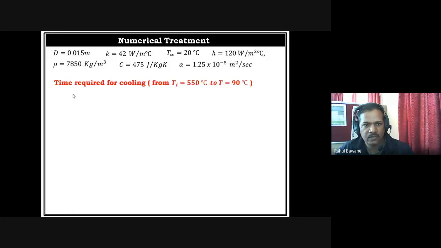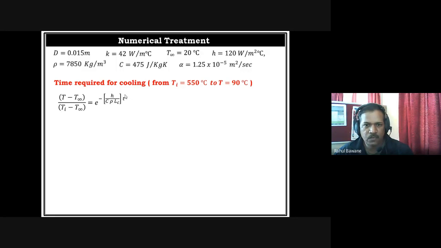Second, now they asked to find the time required for cooling from 550 degrees centigrade to 90 degrees centigrade. Initially the sphere is at 550, and later, after some time, it reaches 90 degrees centigrade. So T is 90, and we have to find the corresponding time. We know only one equation is there, the temperature distribution equation in lump heat capacity analysis. Here capital T belongs to this 90 degree centigrade, and small t is the corresponding time.